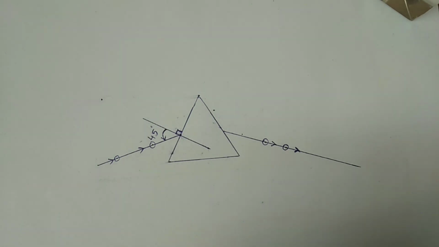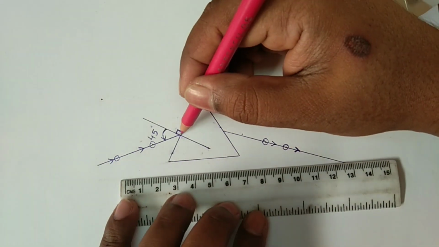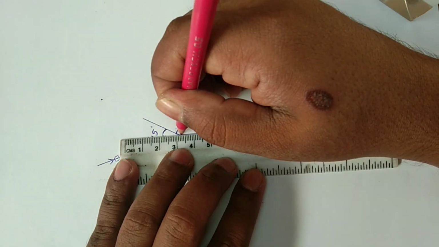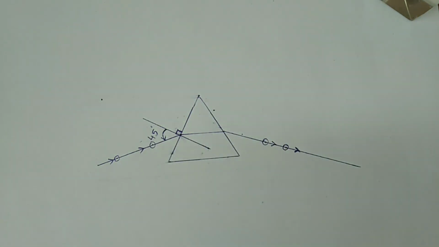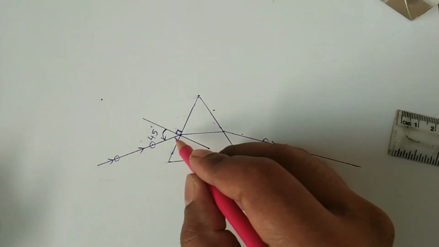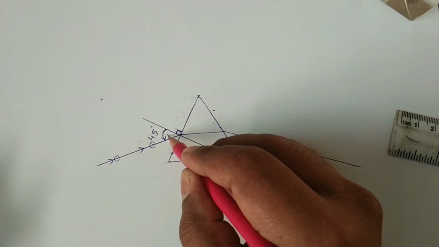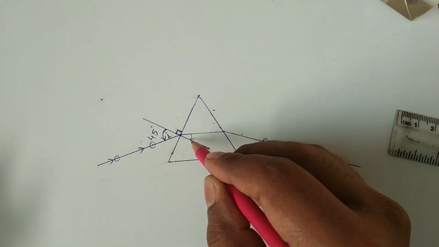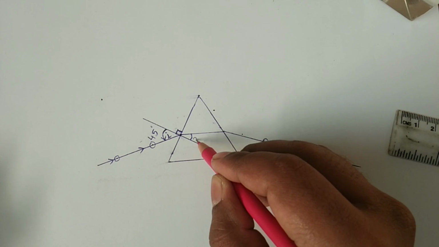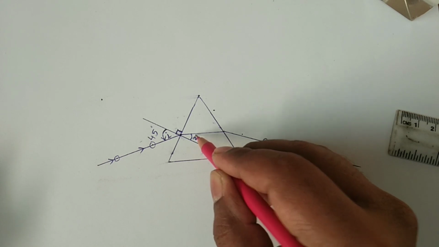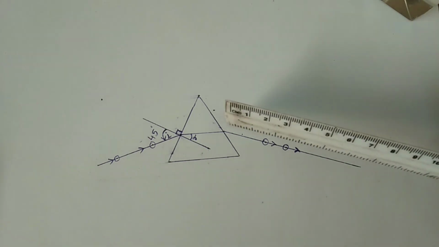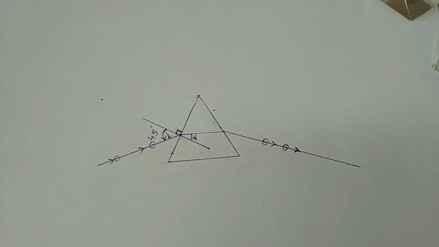Here we'll join these 2 points, students. See, these 2 points I'll join over here. I have connected. Now this angle is I, the angle of incidence. This angle will become R, the angle of refraction. Here at this point, students, I'll draw a normal.